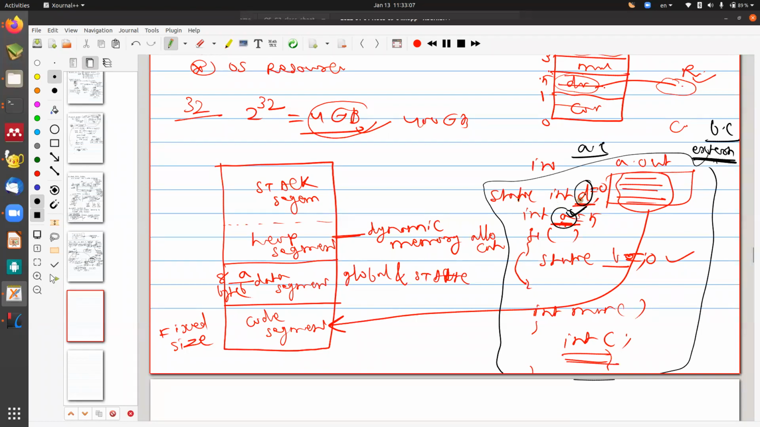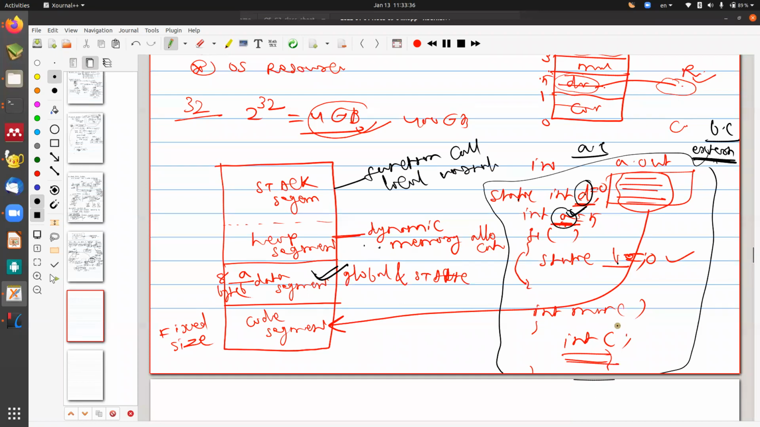And both static global, general global, and static local will be stored in this data segment. And the heap segment will be used for all dynamic memory allocation through malloc, calloc, whatever you are allocating now; that has to be done through this. And this stack segment is basically used for function calls and local variables.